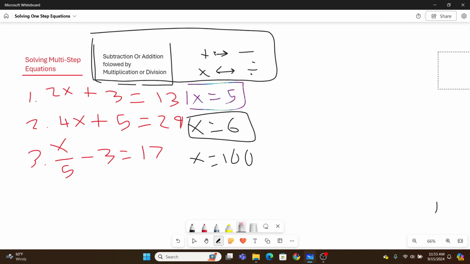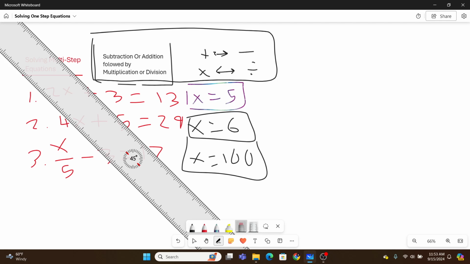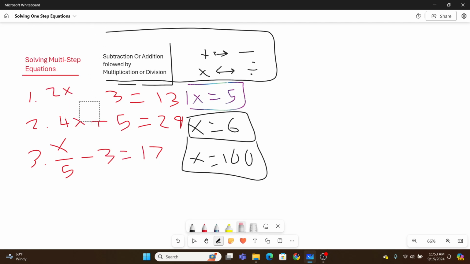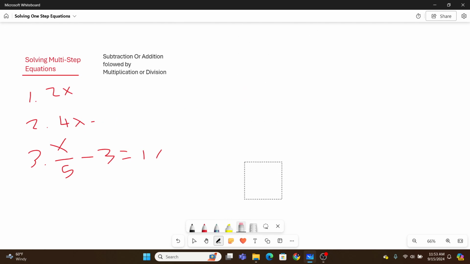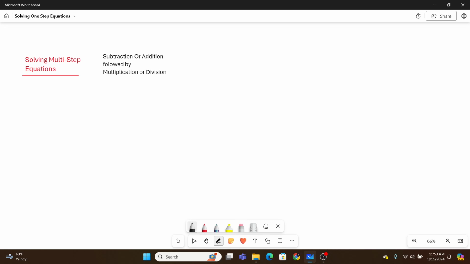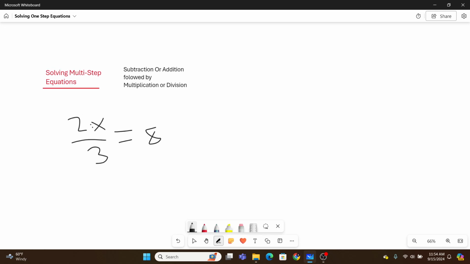Now the last problem I wanted to share with you before ending this video is a little bit more complex. And what we will do, I'll show you. Alright, so the problem here is 2x divided by 3 is equal to 8. So this one is a little bit more tricky because we have multiplication and we have division. So essentially what we have is 2 times x divided by 3 is equal to 8.